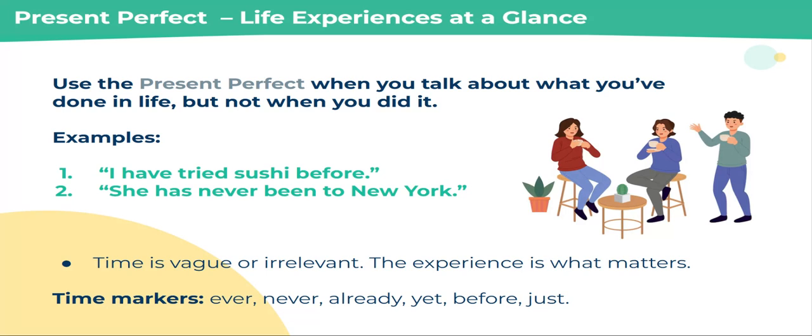Number 2, she has never been to New York. So again, she is saying that from the beginning of her life up until this moment, she has never been to New York. In the present perfect, time is vague or irrelevant. The experience is what matters. And we have keywords or time markers such as ever, never, already, yet, before, and just.